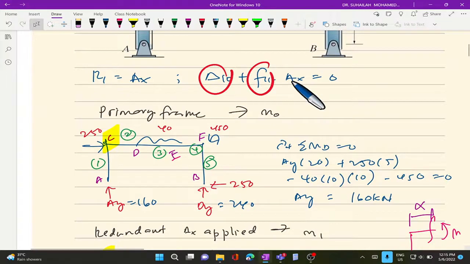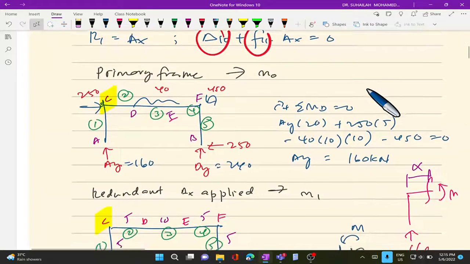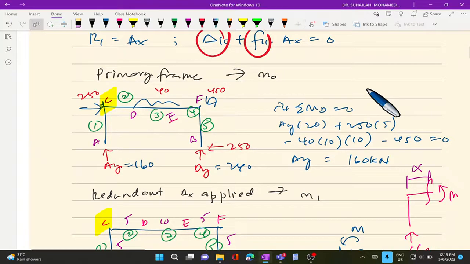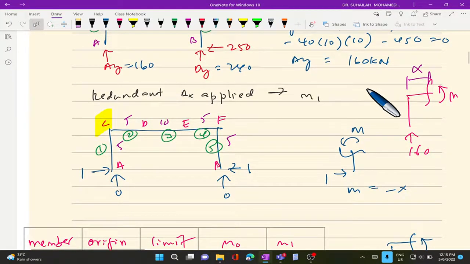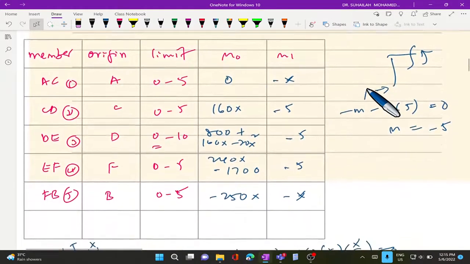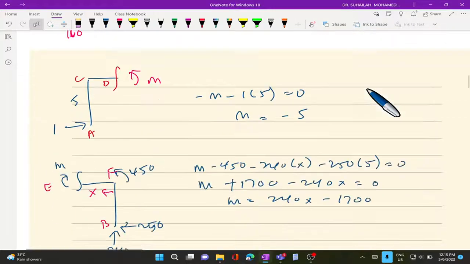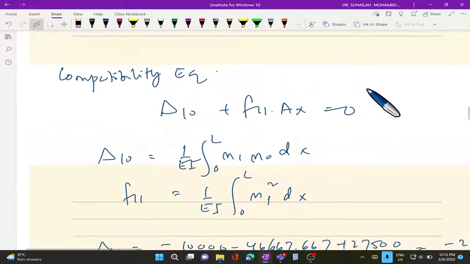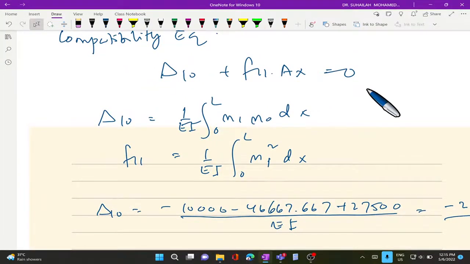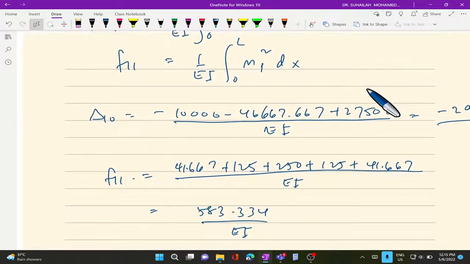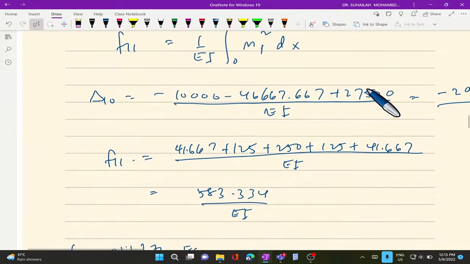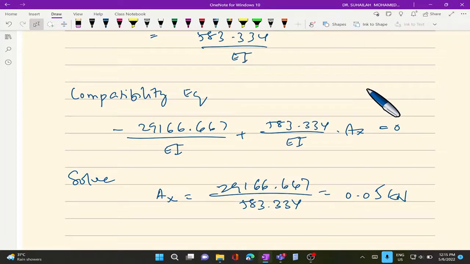Okay, ada dekat sini. And is there a primary system? In the primary system there are reactions. What is the reaction? Then there is the redundant system. Did you put the right redundant? And then is there the reaction, and all the moment equations in the table? From the moment equations in the table, continue to calculate the value of displacement and then substitute into the compatibility equation. Then when you solve, you solve the redundant value.